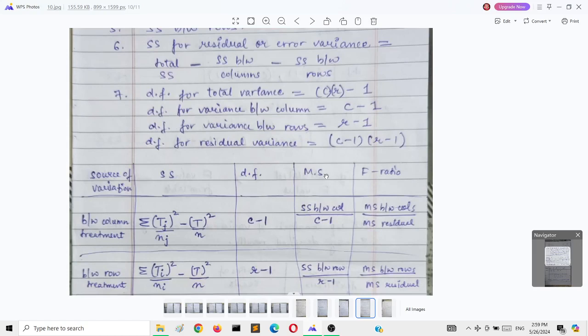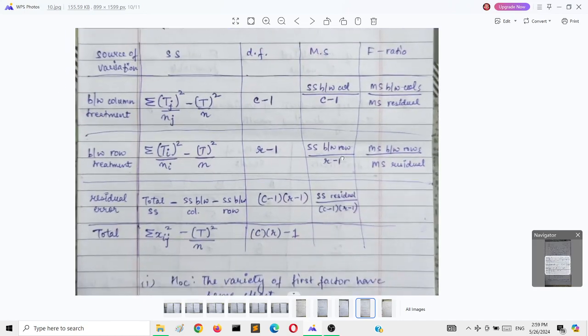Now the degree of freedom for the total variance is the number of columns multiplied by the number of rows minus 1. Degree of freedom for the variance between the columns is c minus 1. Degree of freedom for the variance between the rows is r minus 1, and the degree of freedom for the residual variance is (c minus 1) into (r minus 1), right. So for the total variance it is c into r minus 1, between columns c minus 1, between rows r minus 1, and for the residual variance it is (c minus 1)(r minus 1), right.